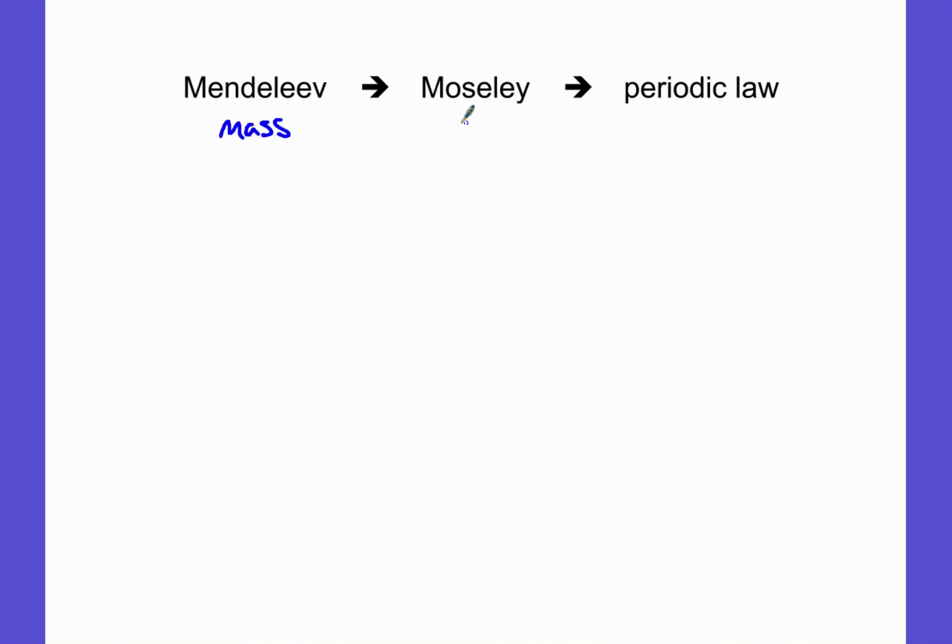By the time Moseley came around, it was a little easier to organize this stuff because we actually knew about those subatomic particles. So he used the atomic number and properties to arrange things, but you'd have to know that a proton existed before you could do that, right? So he had a little bit of an advantage there. But when it's all said and done, once you start arranging things according to their atomic number and their properties, that's when you get that periodic law, right?